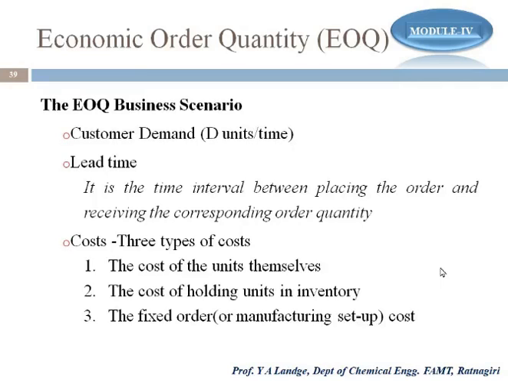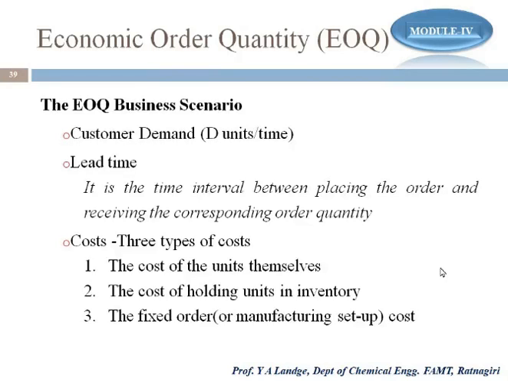That is also very important to look at in this EOQ model. Then the cost. What will be the cost? So there are three cost types here. The one cost is the unit itself. What is the cost of that unit?